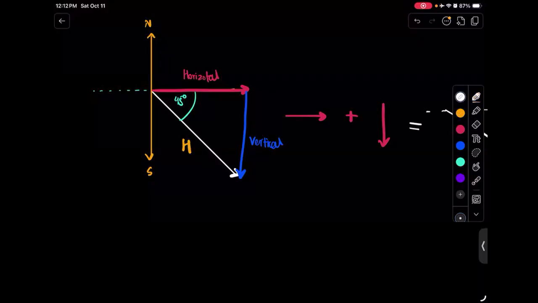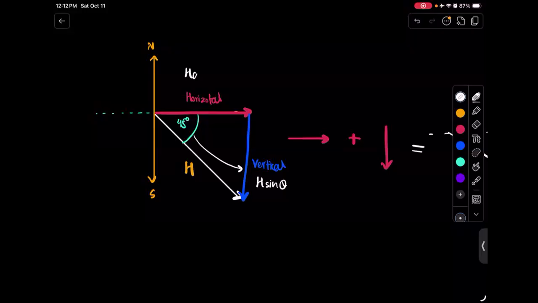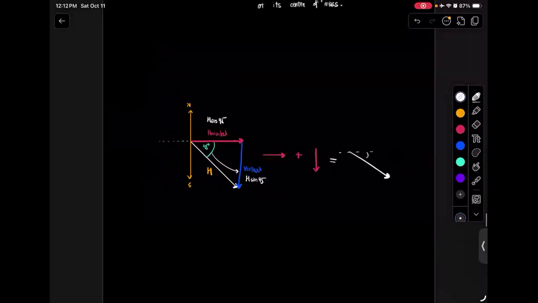So how do I find the vertical component? Because it's in front of the angle, I'll always remember that it's h sine theta. The vertical is always h sine theta, and the horizontal is always h cos theta. In this case, theta is 45 degrees. So you can break apart any angled vector into its components.